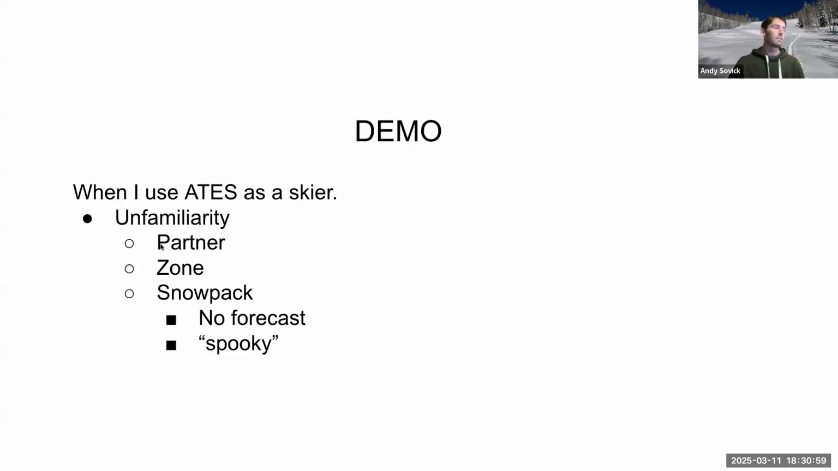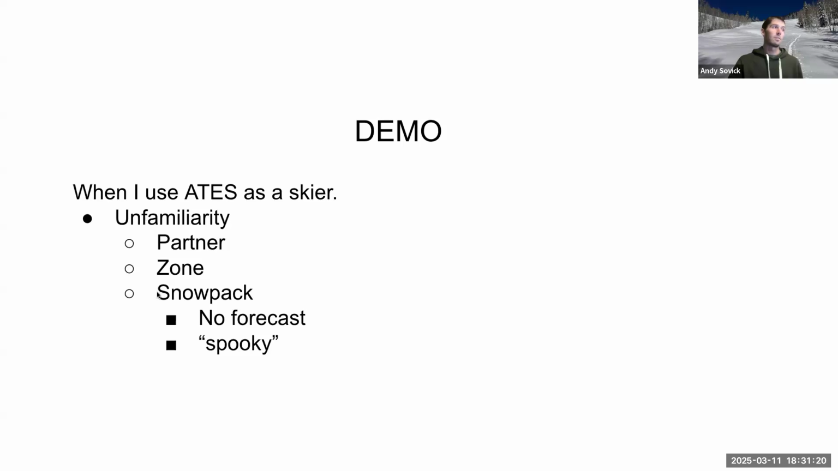So unfamiliar partners: if there's a new partner and I don't know their skill set, their ability to make decisions, to communicate, to rescue, that's when I'll be using layers like this. New zone, just like on a hut trip. If I'm in a new area, I really want to be spending more time studying the terrain, and ATES is a great way to do that.